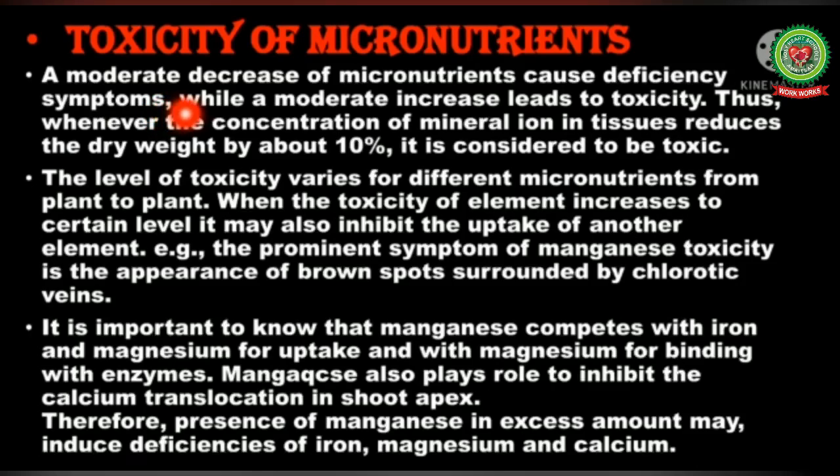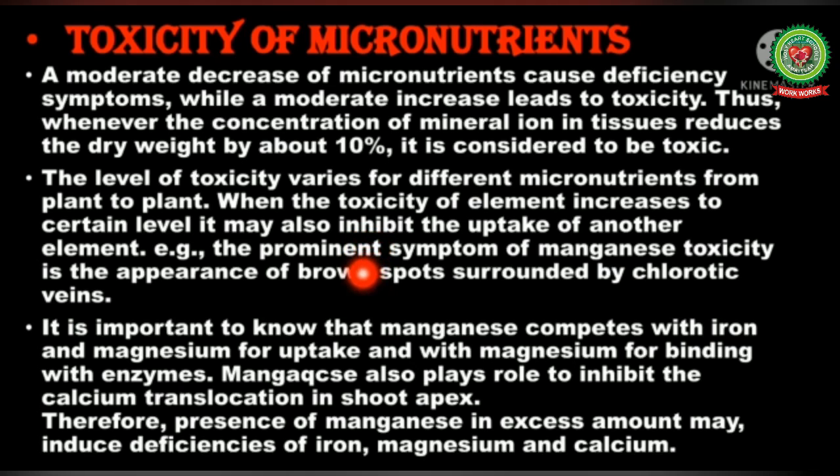Thus, whenever the concentration of a mineral ion in tissues reduces the dry weight by about 10%, it is considered to be toxic. The level of toxicity varies from micronutrient to micronutrient and plant to plant. When the toxicity of an element increases to a certain level, it may also inhibit the uptake of another element. For example, the prominent symptom of manganese toxicity is the appearance of brown spots surrounded by chlorotic veins.